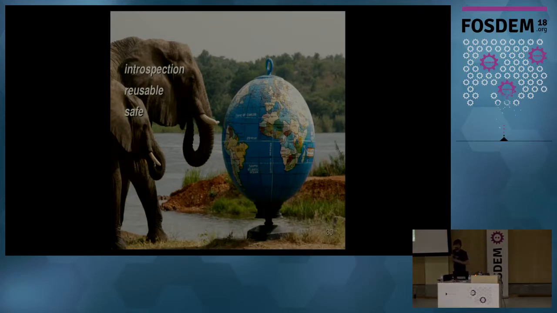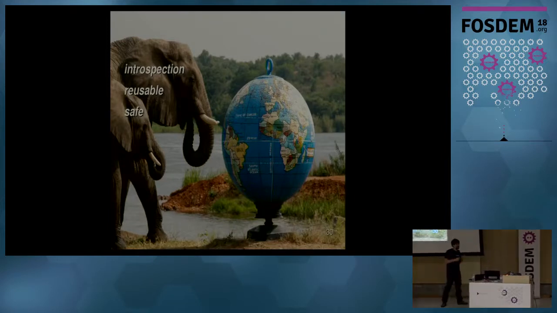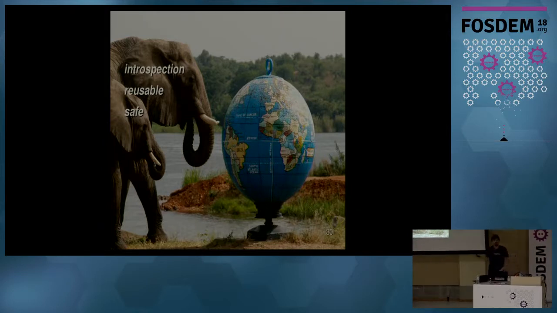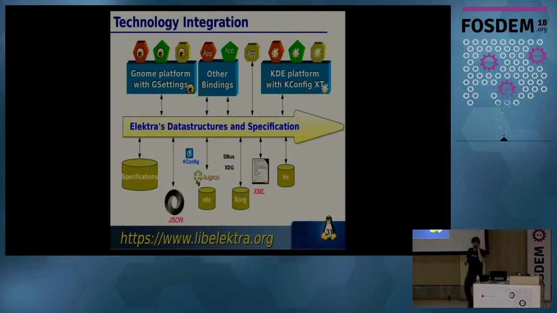So basically we get three features. I repeat it a little bit here. We have an introspection of the whole system configuration and also of the whole specification of the system. So like the elephant looking on the world, we can introspect what we have. We have reusability, so plugins can be used anywhere in the system. So you write a plugin to check network configuration once. It can be used by every application. And we have a system which is much more safe. So we prohibit any invalid configuration, everything which does not adhere to the specification, we reject such configurations. And we achieve this integration.